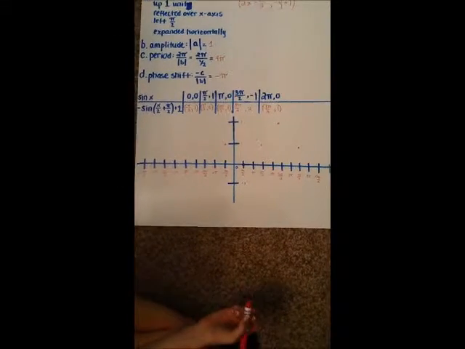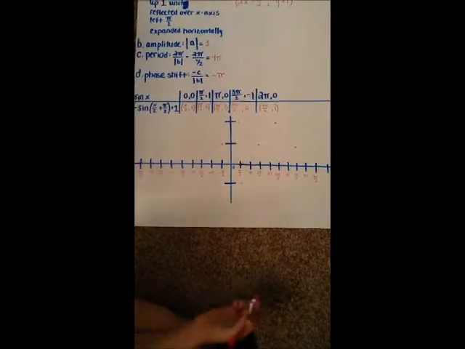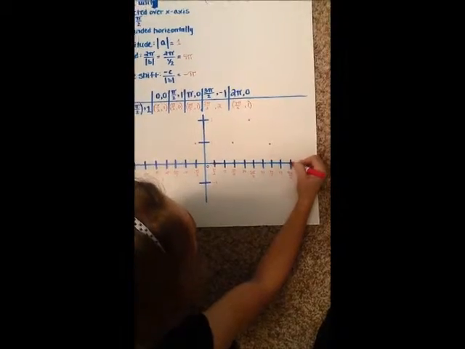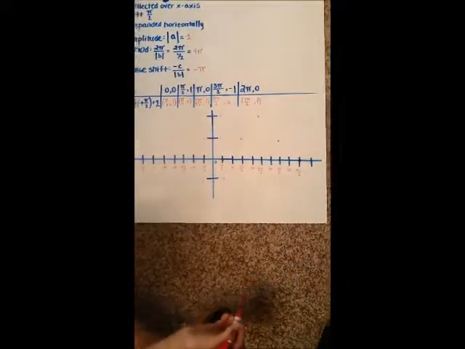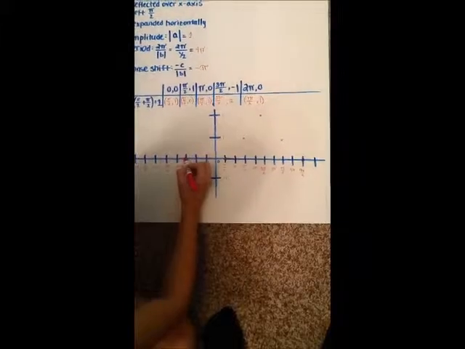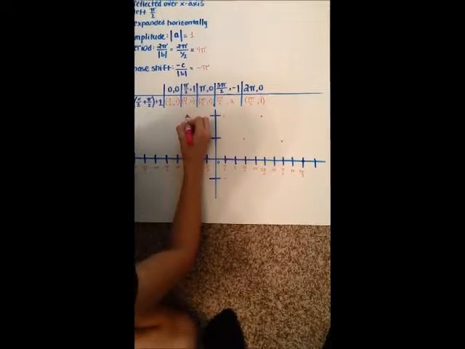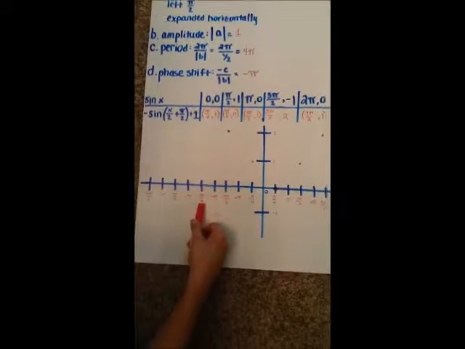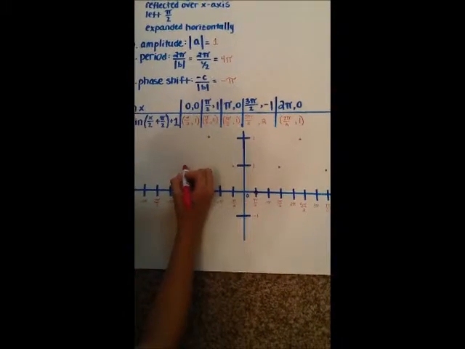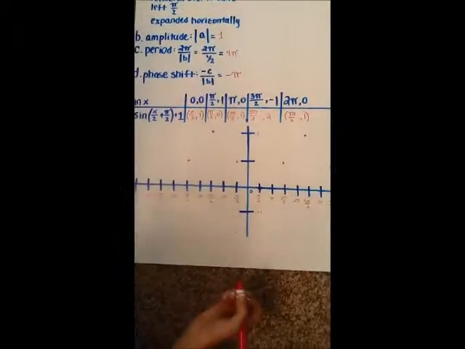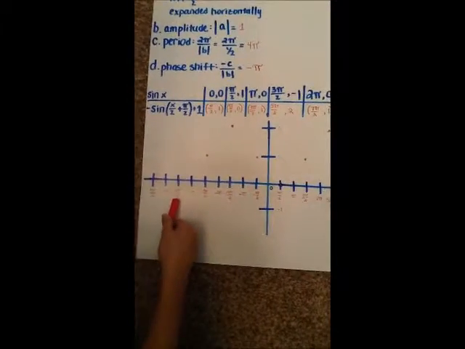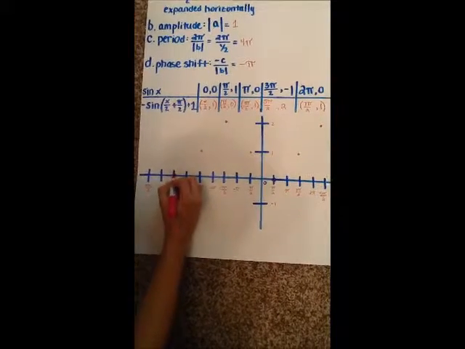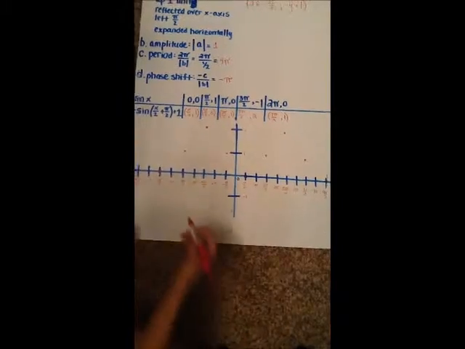Now we need to draw one more period, so we're going to follow the exact pattern. Now we are going to plot the point negative 5 pi over 2 and 1. The next point will be negative 7 pi over 2, 0. Now you connect the dots.